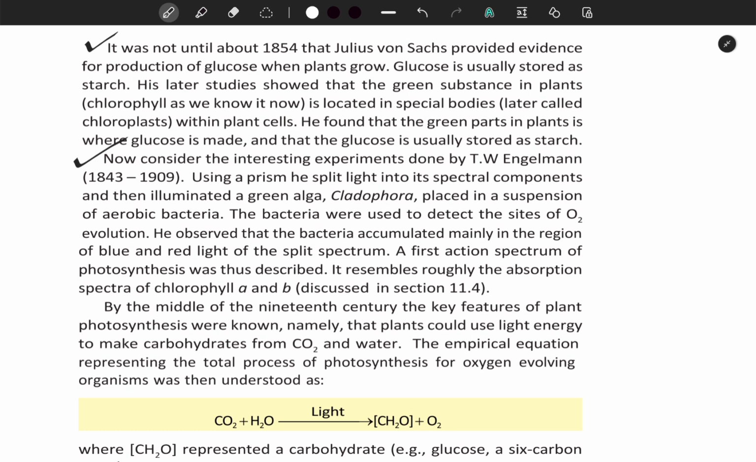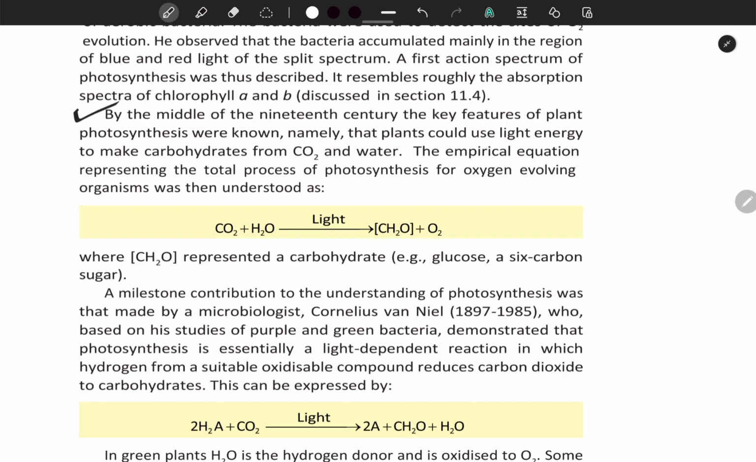He observed that bacteria accumulated mainly in the region of blue and red light of the split spectrum. A first action spectrum of photosynthesis was thus described. It resembles roughly the absorption spectra of chlorophyll a and b. By the middle of the 19th century, the key features of plant photosynthesis were known, namely that plants could use light energy to make carbohydrates from carbon dioxide and water.